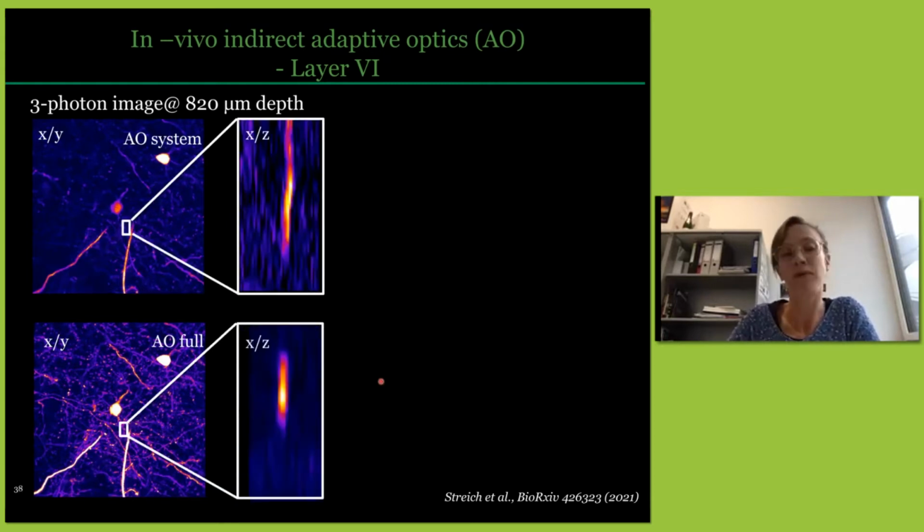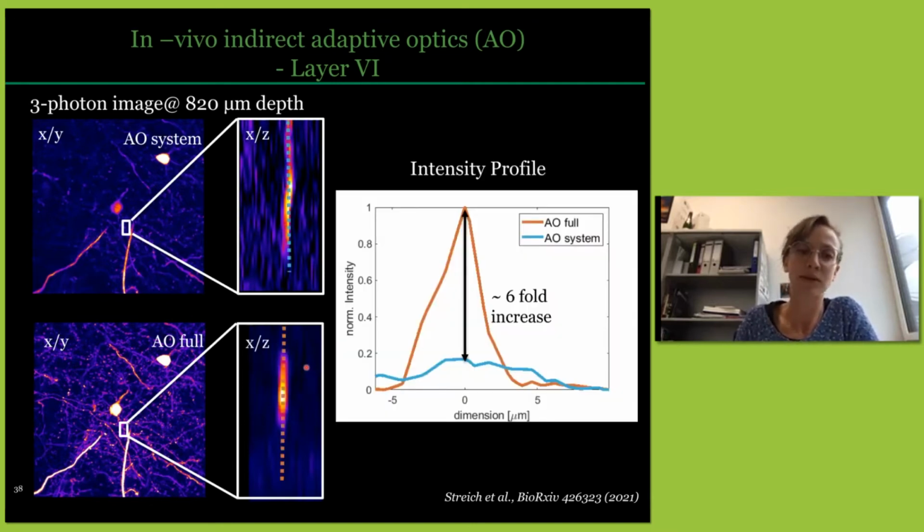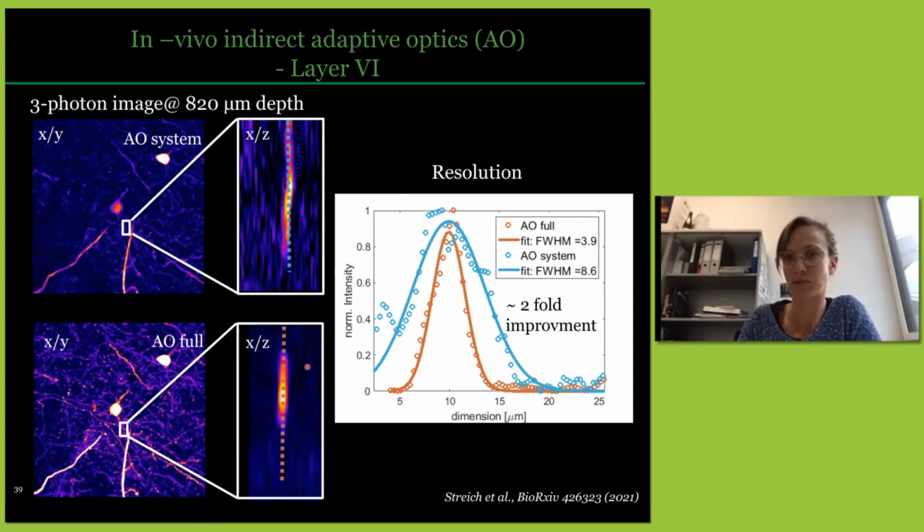And if we now have a look at an orthogonal view across a dendrite, you can see that before aberration correction, the point spread function is severely distorted, especially in the axial dimension. While with full aberration correction, we are able to recover the resolution, which leads to a 6-fold increase in intensity and a 2-fold increase in resolution.